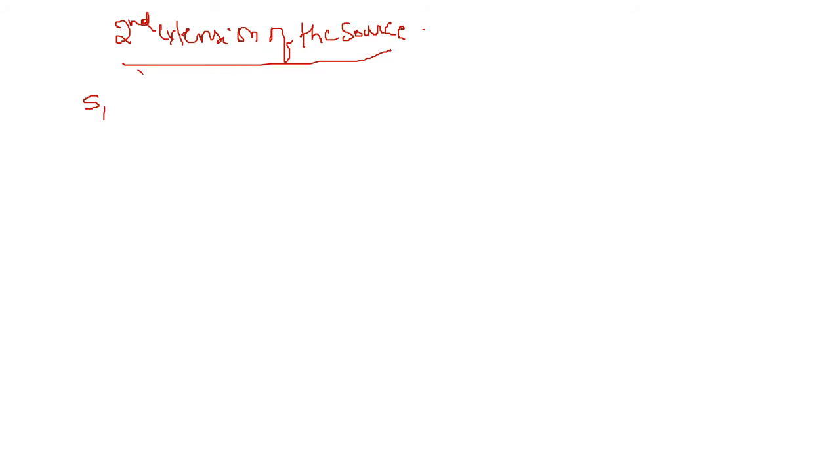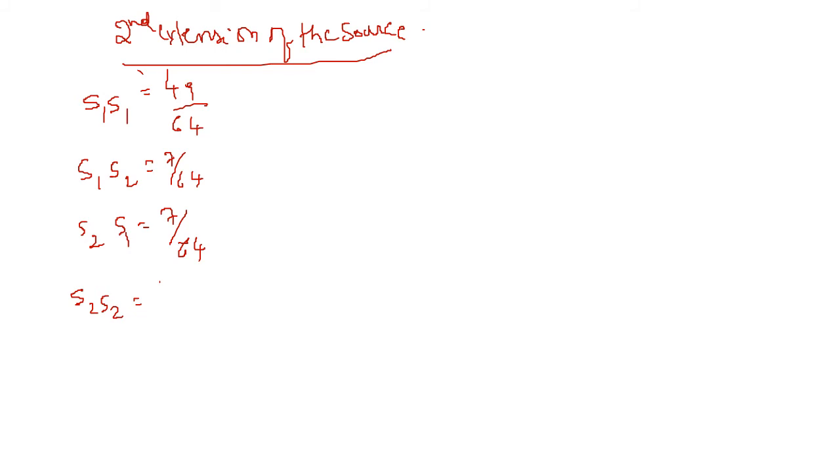Now we'll try to write the second extension of the source, and we try to find the Shannon-Fano code. So the second extension, if we try to write, we are going to get the symbol S1S1 which will be 49/64. Then you will have S1S2 which is 7/64, then S2S1 which is again 7/64. The next one you are going to get S2S2 which is equal to 1/64. It is in decreasing order itself.